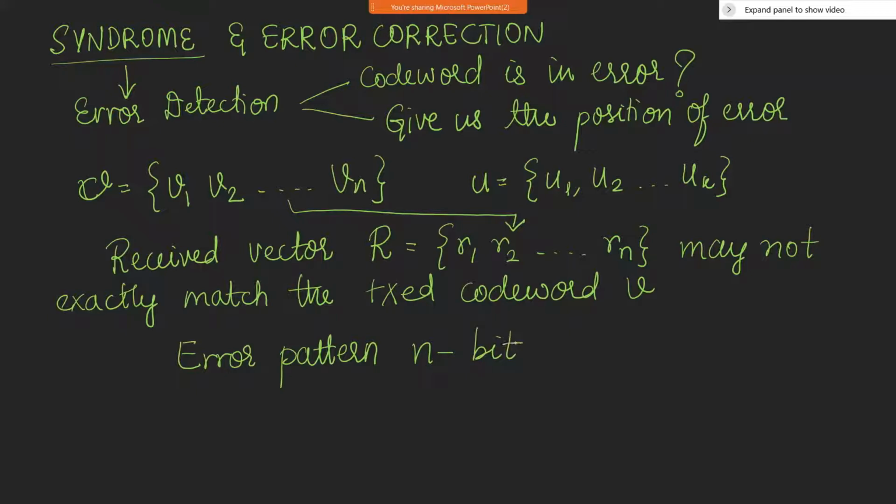which is represented as capital letter E, obtained by finding the difference between the received vector and the code word vector. So the error pattern is an n-bit vector which is obtained by finding the difference between the received vector R and the code word vector C, or I can also represent it as code word vector V. Okay, so assume that I am representing the code word vector V.